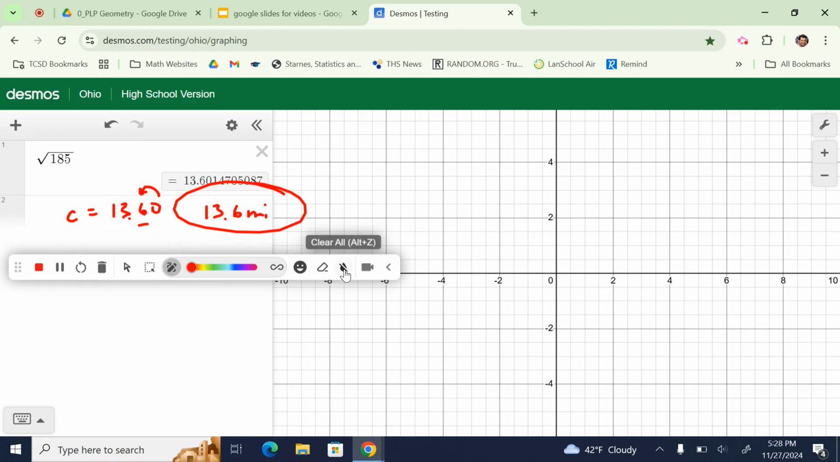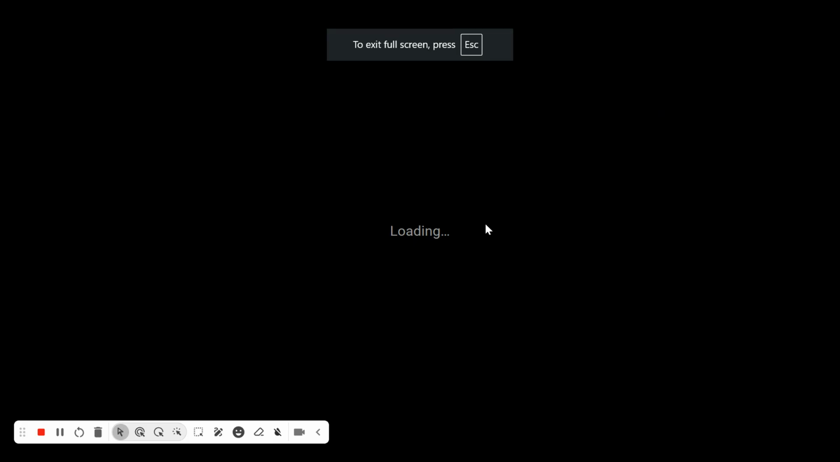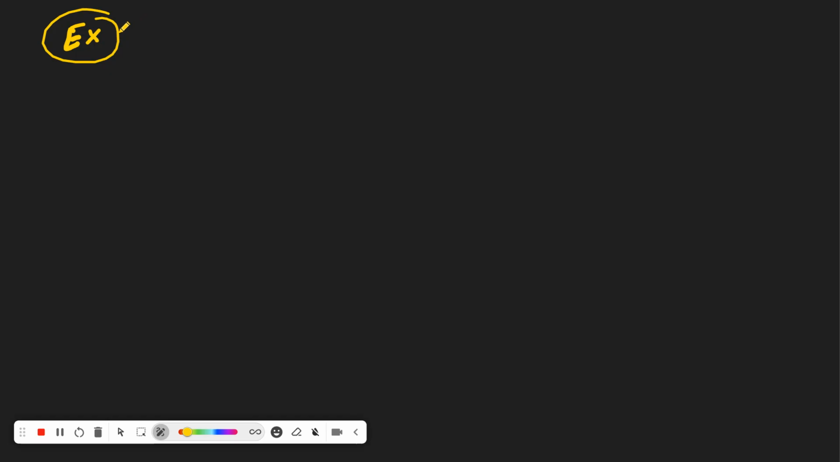All right, perfect. Okay, let's do one more word problem back here in our slides. Okay, so example number 2 here. The thickness of this pen always changes on me. Example 2.